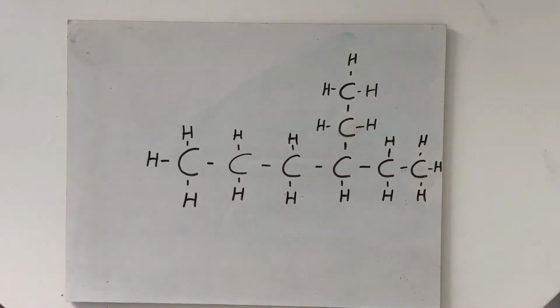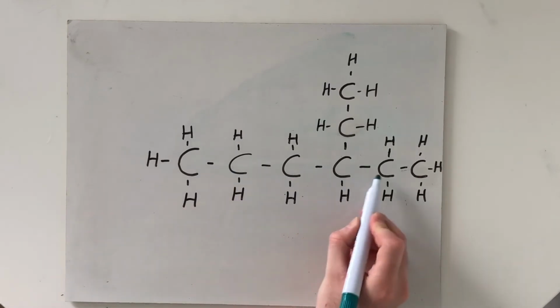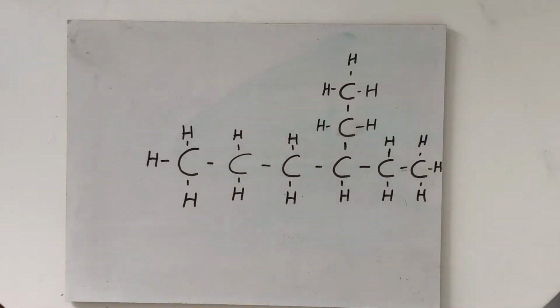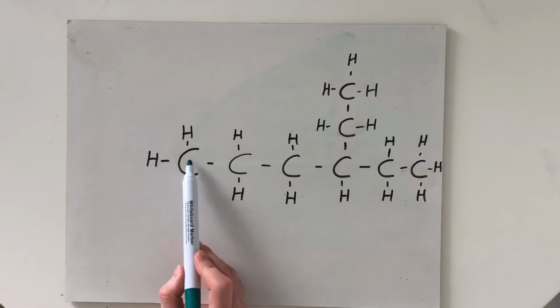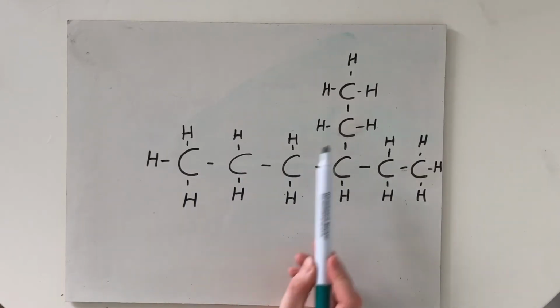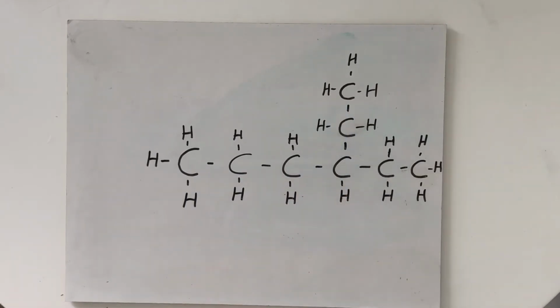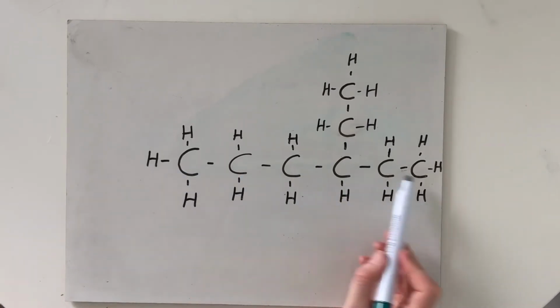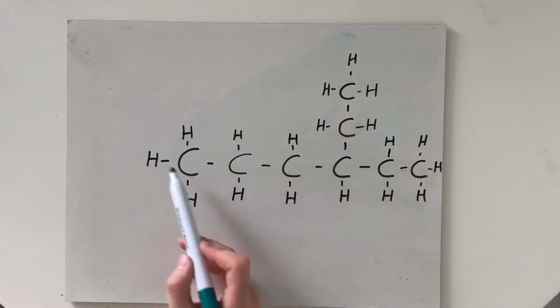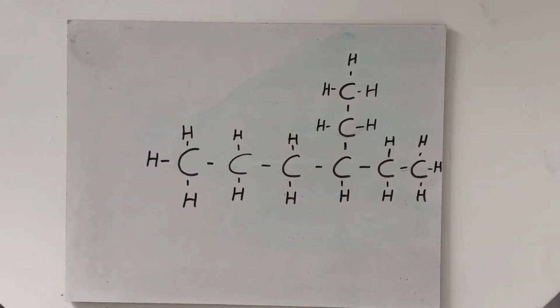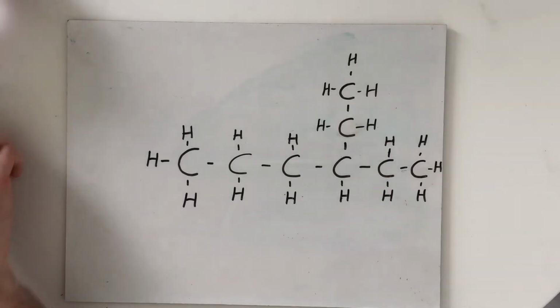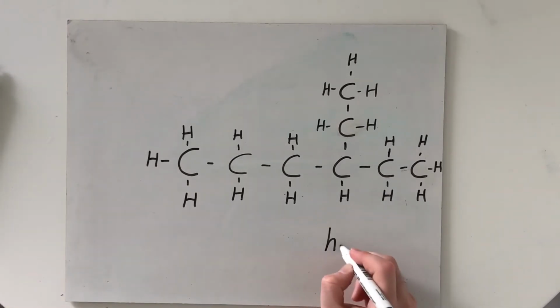First step, find the longest carbon chain. So let's count. 1, 2, 3, 4, 5, 6. So we've got 6 carbons going from left to right. You'll see we've also got a branch coming off, and if we were to include these 4 carbons here, 1, 2, 3, 4, and the 2 on the branch, 5, 6, we would still have 6 carbons in our chain. So it doesn't matter if you go from left to right, or you start going from left to right and then bend up the way, because it's still 6 carbons. And a 6 carbon chain is known as hexane.